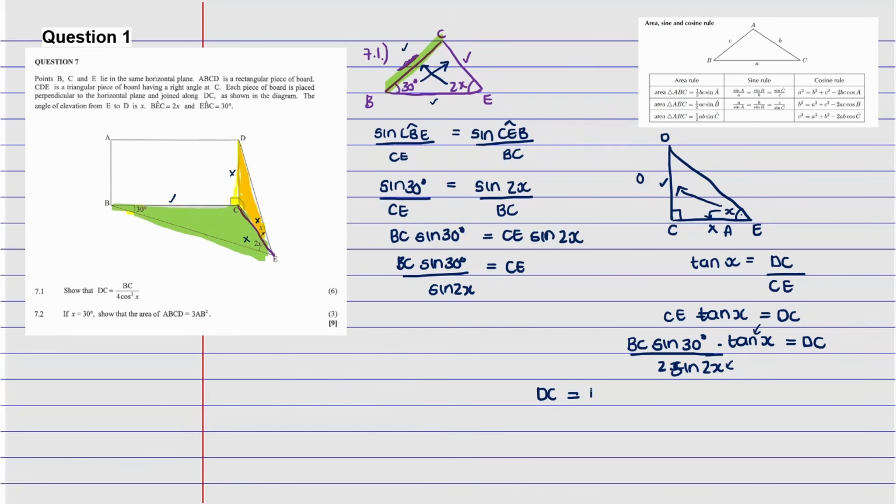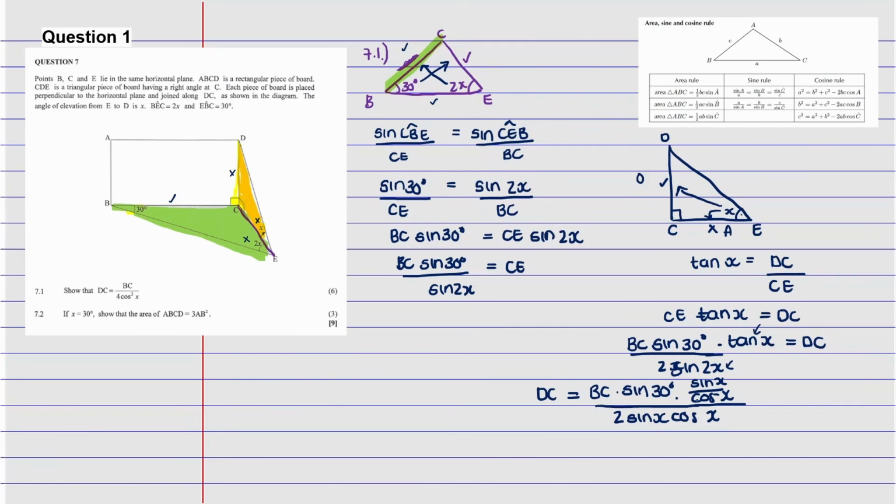So it's going to be what? It's going to be BC multiplied by sine 30 degrees. This is going to be multiplied by what we have, it's going to be sine x divided by cos x, right? And this whole thing is going to be divided by 2 sine x cos x, right?